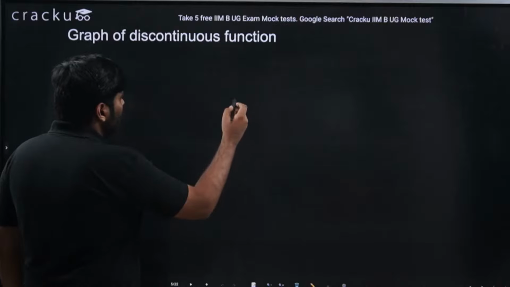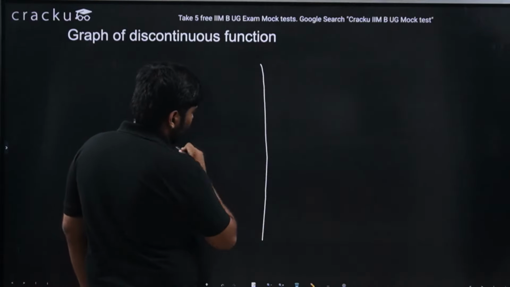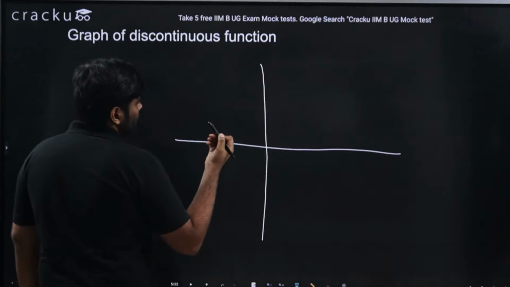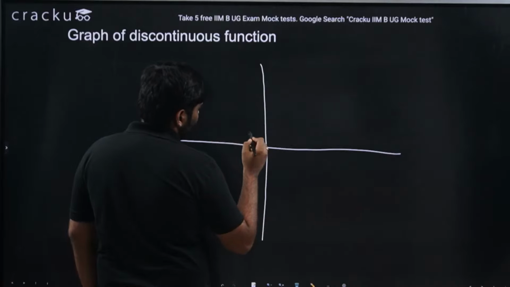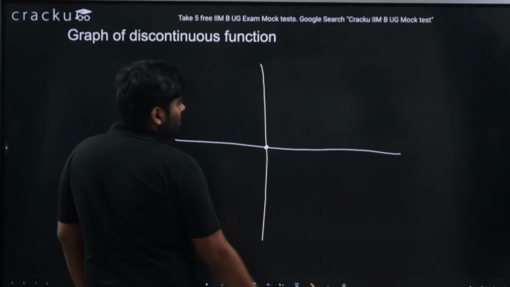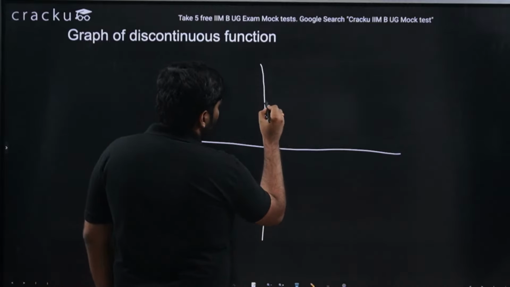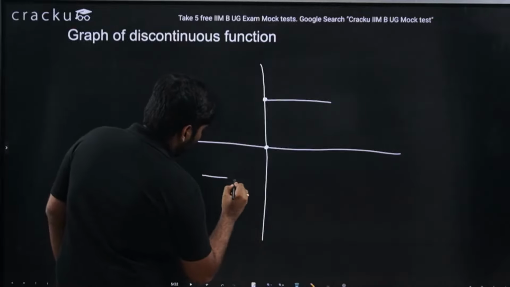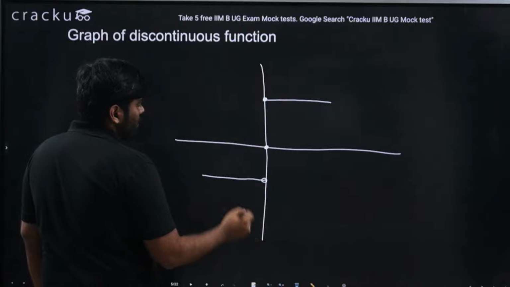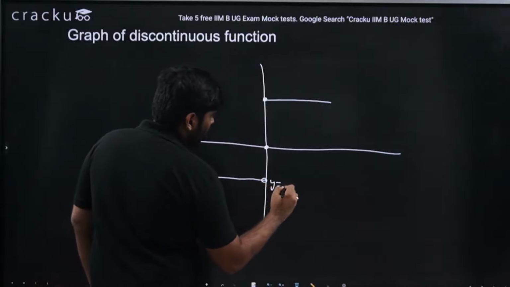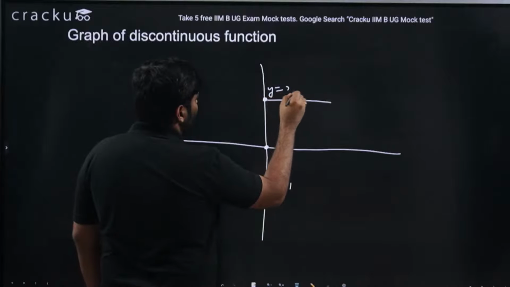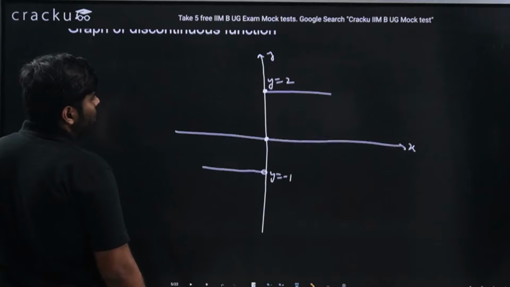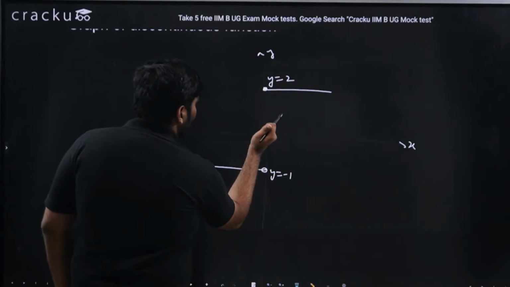So, a discontinuous function graph. Let us say one function, the graph I was able to figure out. I will be taking a graph where this is the origin. Let's say this is y equal to -1, and this is y equal to 2. This is the y axis, this is the x axis.